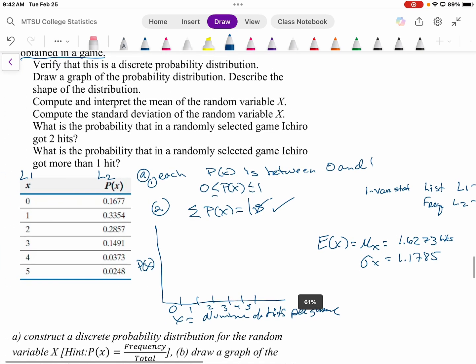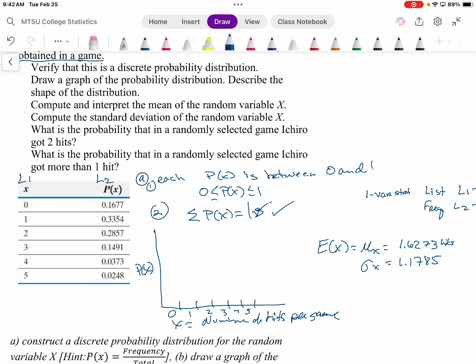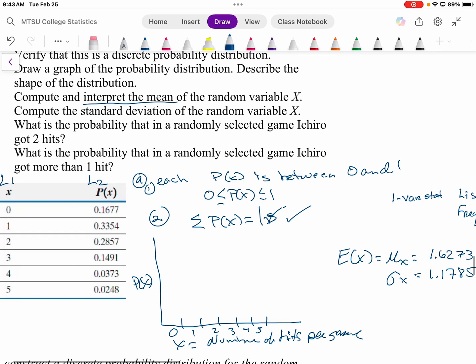Again, we would want to go through and interpret those, or at least interpret the mean, which is what they mainly asked you to do. They asked us some other follow-up questions here. What is the probability that a randomly selected game Ichiro got 2 hits? Well, let's answer those real fast. The probability that he got 2 hits is 0.2857. And again, we would write that in statistical script as the probability that x is equal to 2, P(X = 2), and we would say 0.2857.